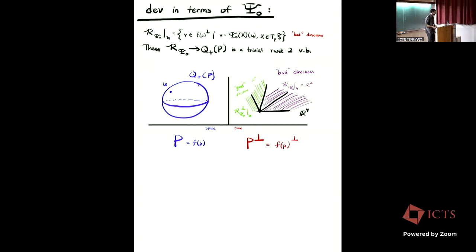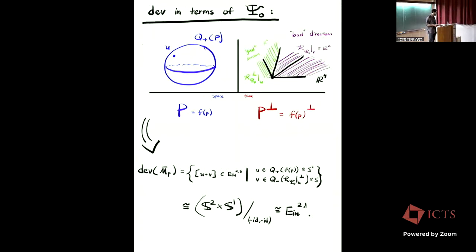Here's a picture. You fix the unit space-like vector u, and you want to know what are the good directions and the bad directions for u. So you take u, you push it over by psi naught, and that gives you some bad two-plane, which I drew in purple. And that gives you a complementary good two-plane, the orthogonal complement, which are the allowed directions for v to move in. So this is a kind of cartoon.